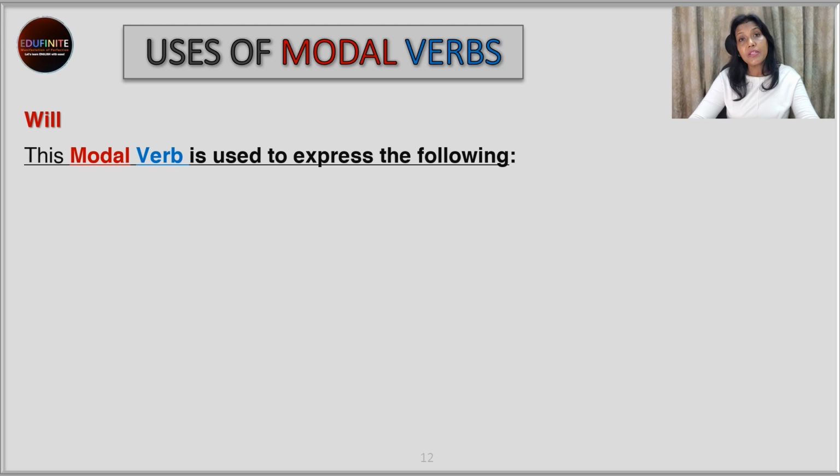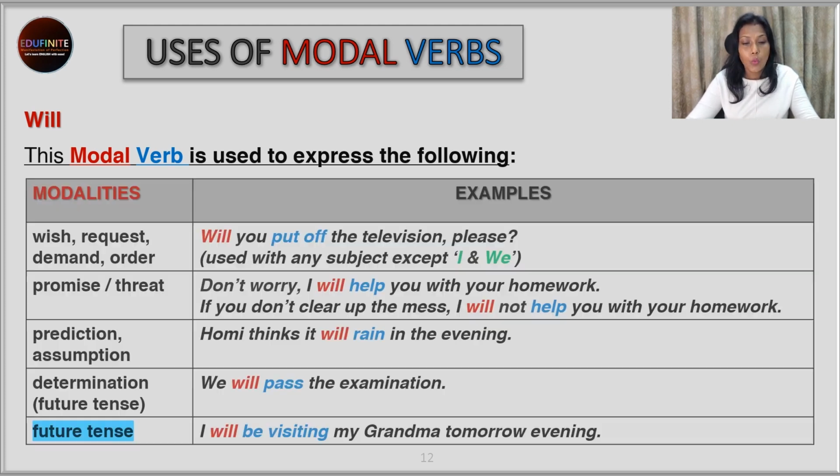This modal verb is used to express the following modalities: wish, request, demand, or order. Will you put off the television, please? Used with subject except I and we. We cannot use it when we are using first person. As you know, with first person, we use shall. So, will you put off the television, please?